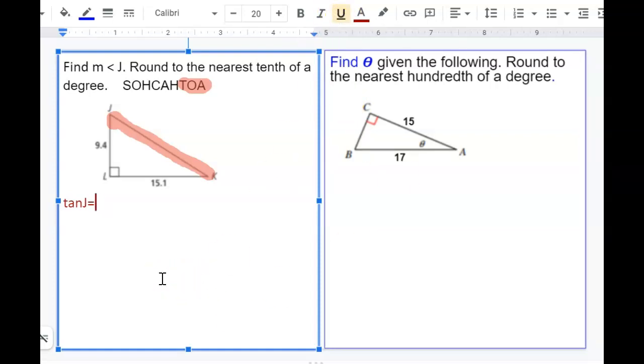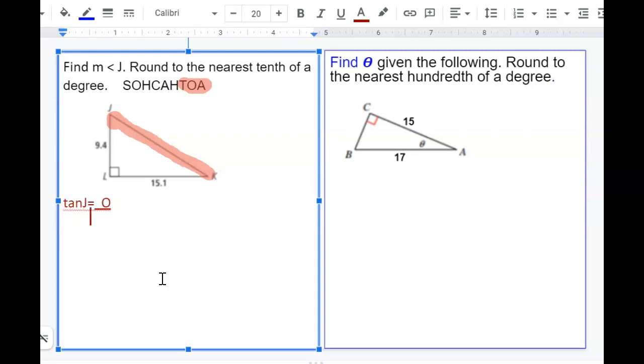You skip 2 spaces. I always like to skip 2 spaces before I type. That will just help to lengthen the fraction bar. So tan J is what? Opposite. Now you deactivate the underline, right? So you press Control U again, and then you press the space bar. Every time you deactivate underline, you have to press the space bar so that the deactivation will be permanent.